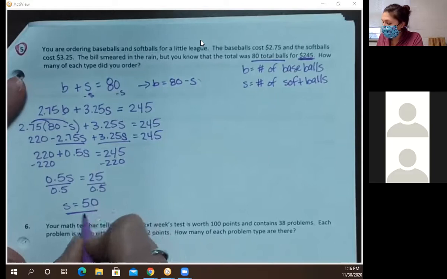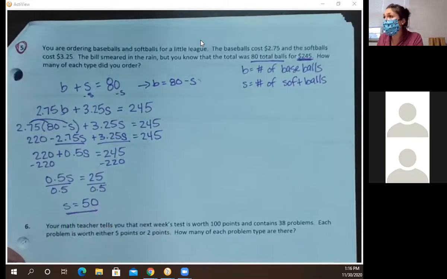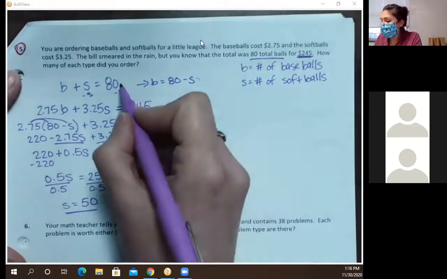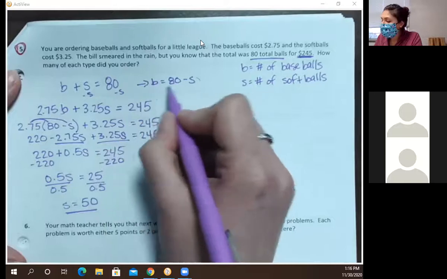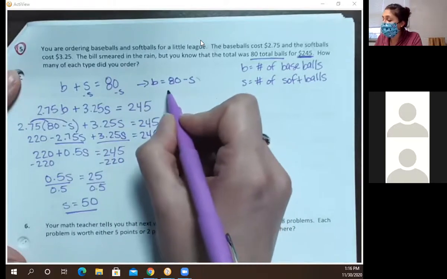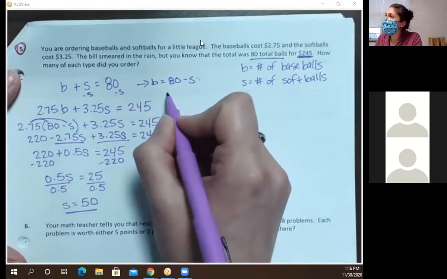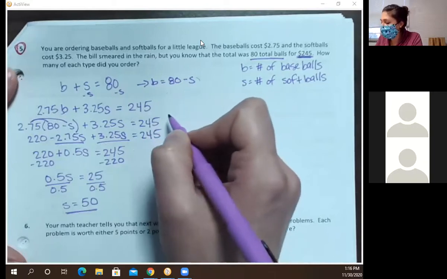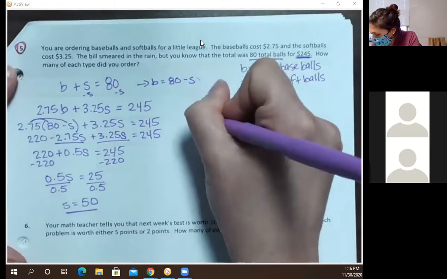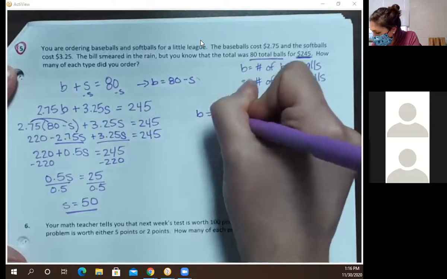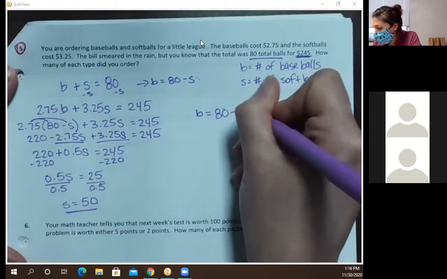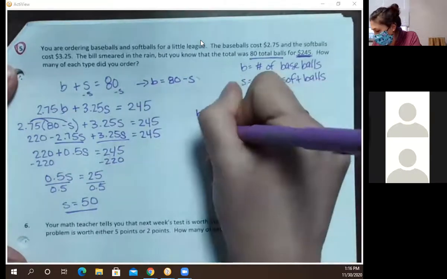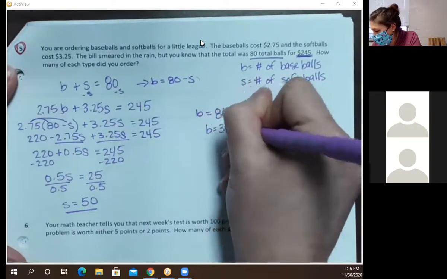Now I want to take this number and plug it back in to find B. Now remember, you can plug it into either of your original equations or this rearranged first equation. I'm going to choose to plug it into that rearranged first equation because that'll be a little less work for me to solve for B. So B equals 80 minus 50. So I get B equals 30.